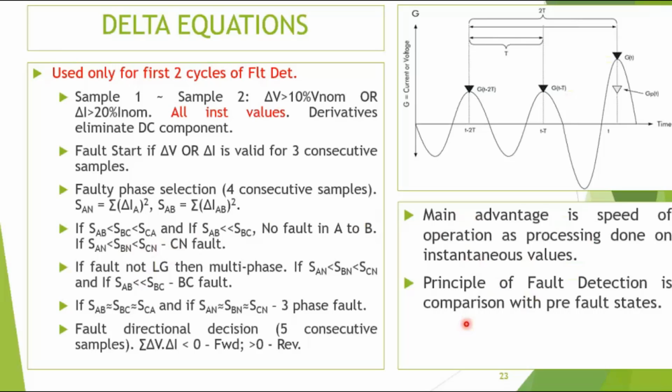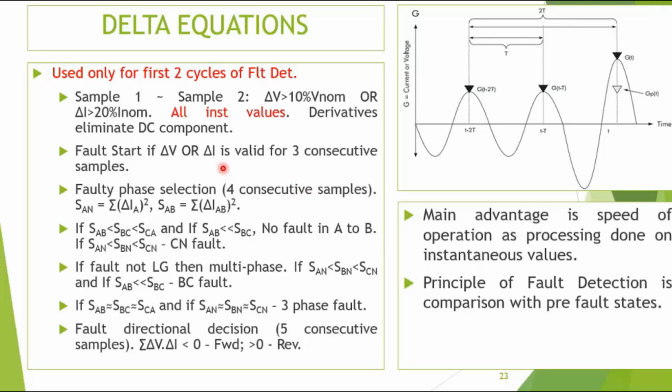The principle of fault detection is its comparison with pre-fault states. What does it mean? Everything can be done with this? No. The conventional algorithms also run in parallel, but the fault start and those things are done with this. If there is no discrepancy, if the previous values and the pre-fault values are all present, then this algorithm takes over and gives its decision fast.